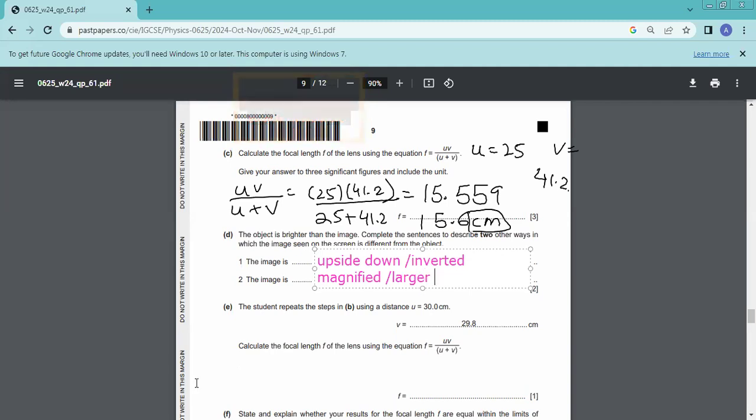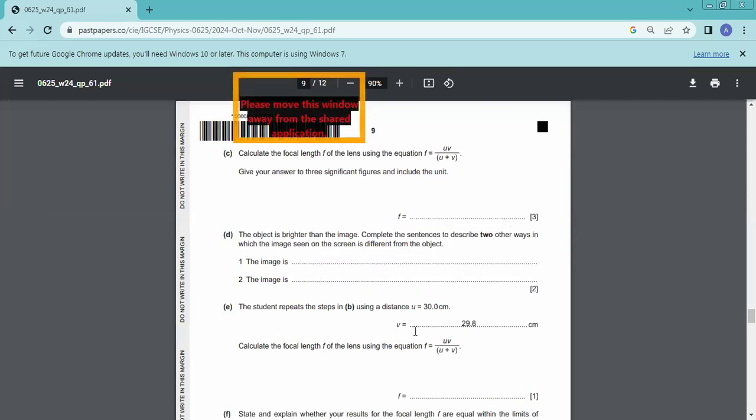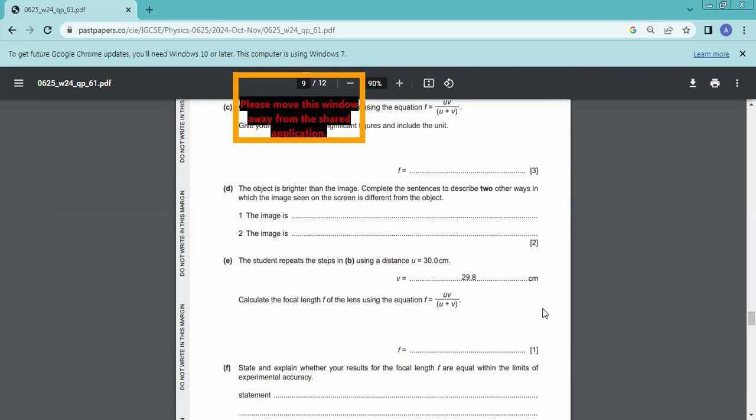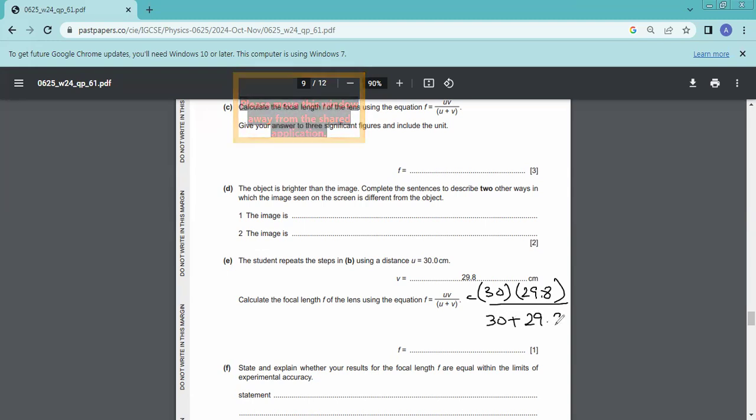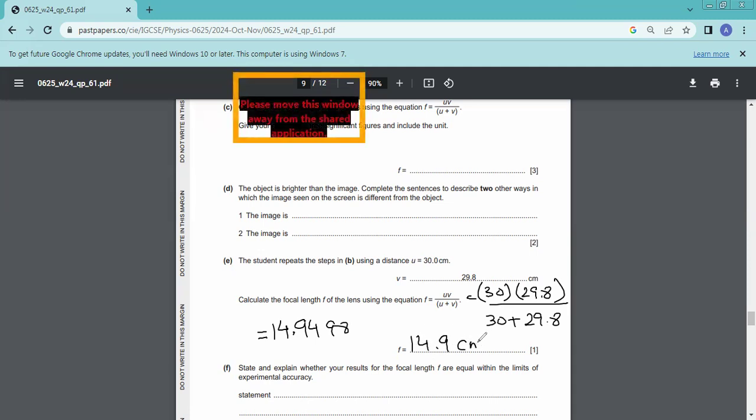So these are the two points that we use to say that the image is different from the actual object. Okay. Now the student completes the step by using the distance u of 30 and v of 29.8. So again, putting the values u is 30 and v is 29.8 in the formula, it will be 30 times 29.8 over 30 plus 29.8. The answer we get is 14.9498, and rounding it to three significant figures, we get 14.9 centimeters.